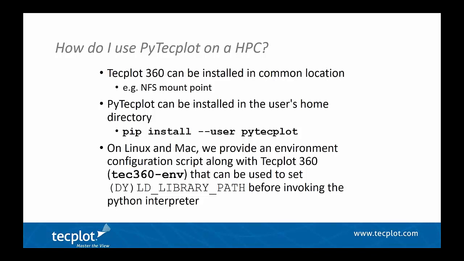In addition, you'll need, of course, Python, and then you'll need PyTecplot installed. If you don't have administrative privilege on the node machines, you can install any Python module into the user's home directory. We show the command here to install PyTecplot into the user's home directory: dash dash user. Doing this will allow Python to find the Tecplot module. I will also say that on Linux and Mac, you'll need to set the LD_LIBRARY_PATH, or DYLD_LIBRARY_PATH, and we provide a configuration script along with Tecplot 360. It's called tec360-env, and that can be used to set up this library path before invoking the Python interpreter. We have a lot of documentation on what this does and how to use it in the PyTecplot documentation.